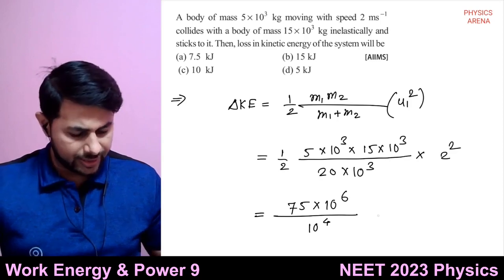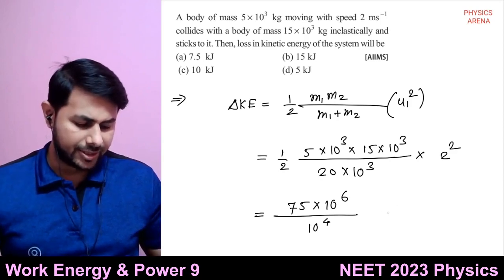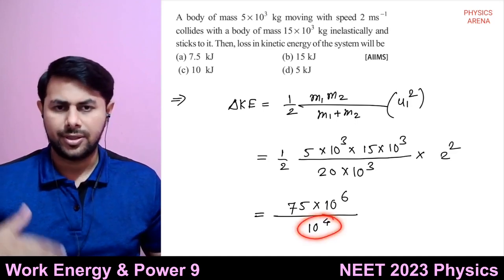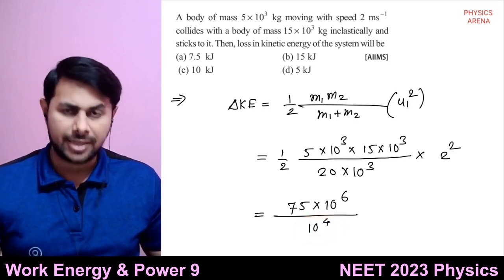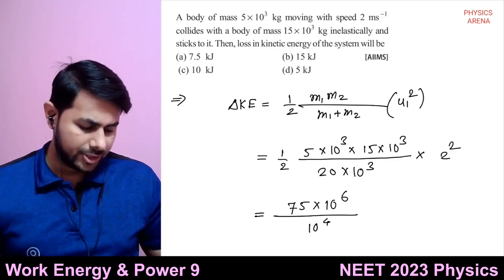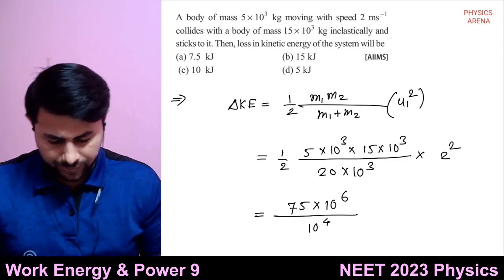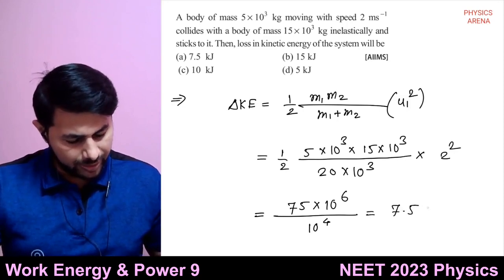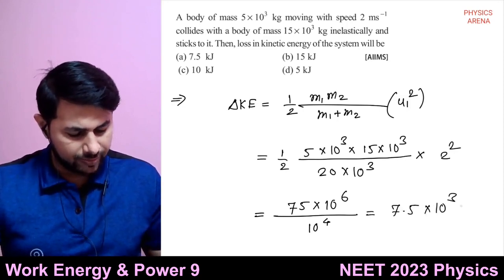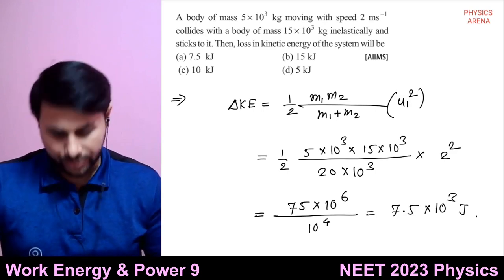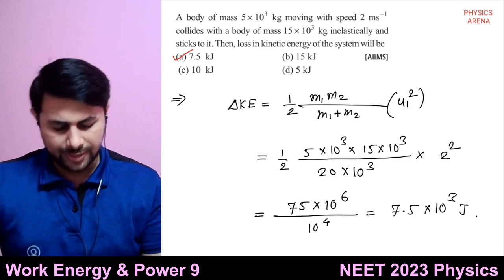or you can say it is 75 multiplied by 10 raised to 2, right? If you take this 10 raised to 4 into the numerator, it becomes 10 raised to minus 4. So 6 minus 4 is 2. 75 multiplied by 10 raised to 2, or 7.5 multiplied by 10 raised to 3 joules. That is 7.5 kilojoules. This is the answer, option A.